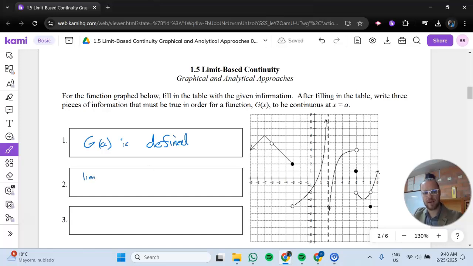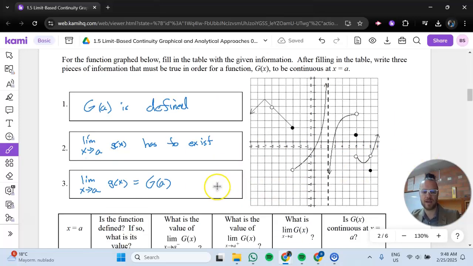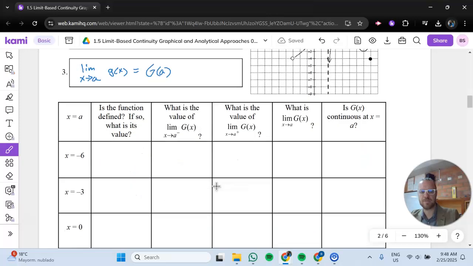Then we need to know the limit as x approaches a of g of x has to exist. Okay, so the limit also needs to exist. And then we need those two things to be equal. So the limit as x approaches a of g of x needs to be equal to g of a. If all three of those things are true, then of course our function is going to be continuous at that point a, whatever a is. So let's take a look at a few of these now.